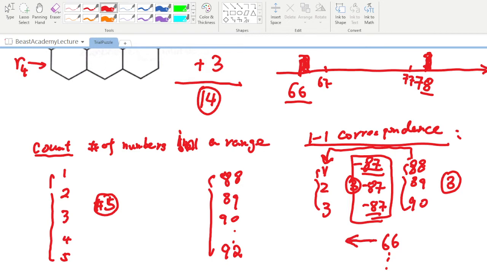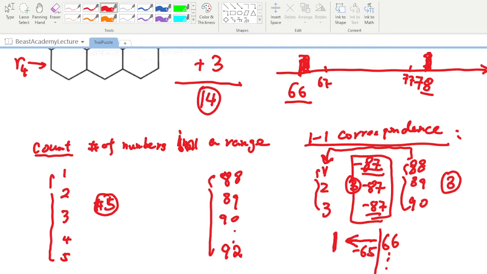Yes, we subtract 65. Is the first number 66 mapped to 1, right? And the 78 mapped to what? Minus 65 is 13. Is 13, right?